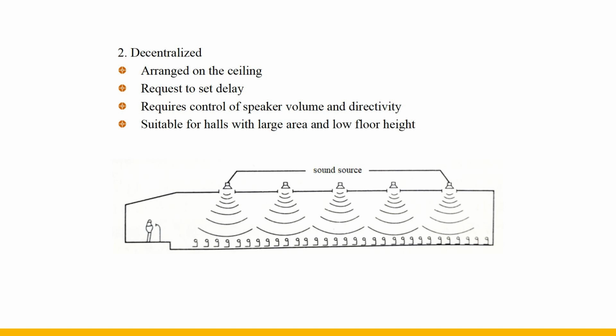This diagram shows the distributed arrangement of the speakers. Disperse the speakers on the ceiling to distribute the sound pressure evenly. Since the listener hears the sound from the nearest speaker first, the sense of direction is not strong, and a delay device is required to delay the sound of the nearby speaker until the direct sound arrives. Since the sound of the speakers will arrive one after another, the intelligibility will be reduced. Therefore, it is required to control the volume and directivity of the speakers. This method is suitable for halls with large area and low floor height.